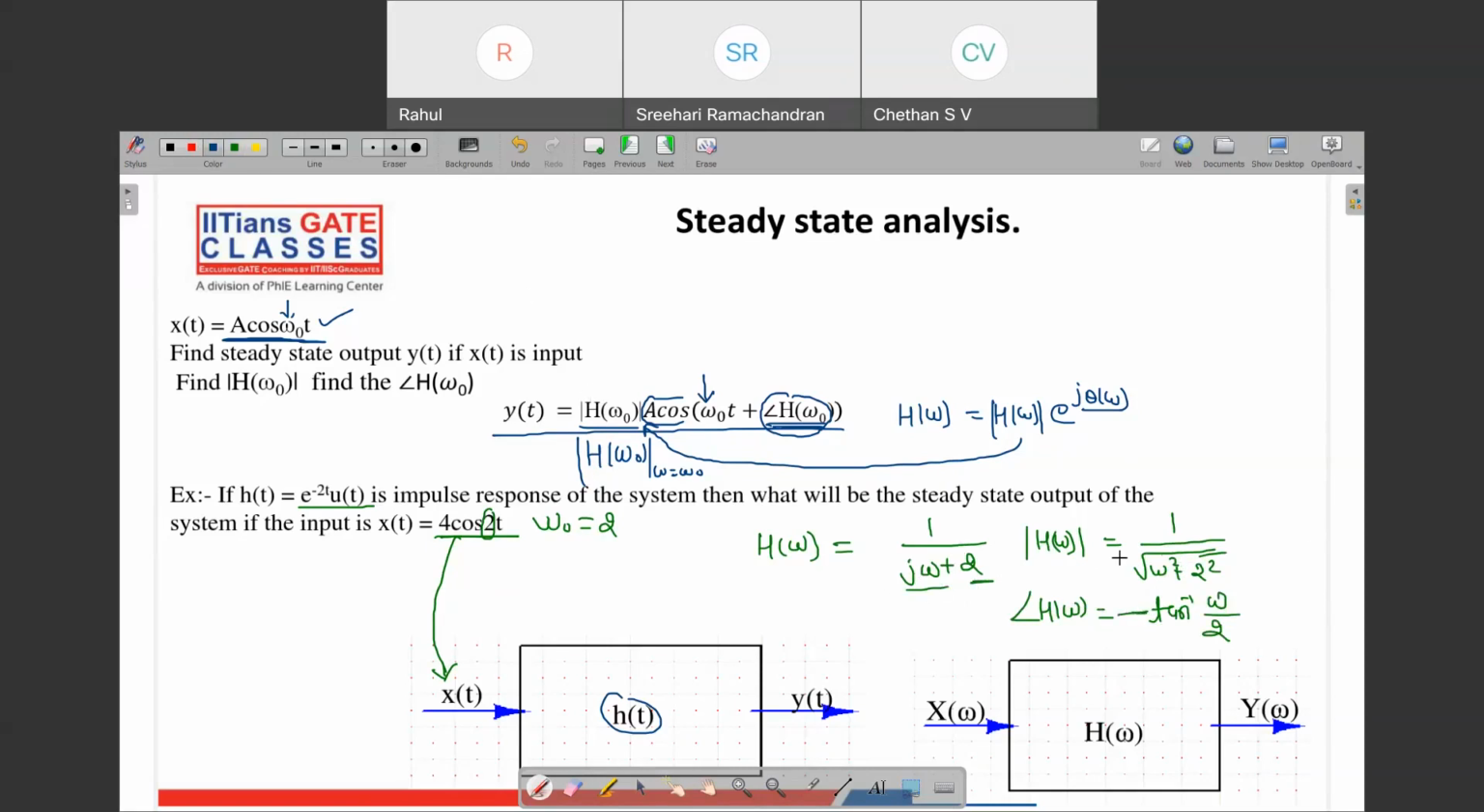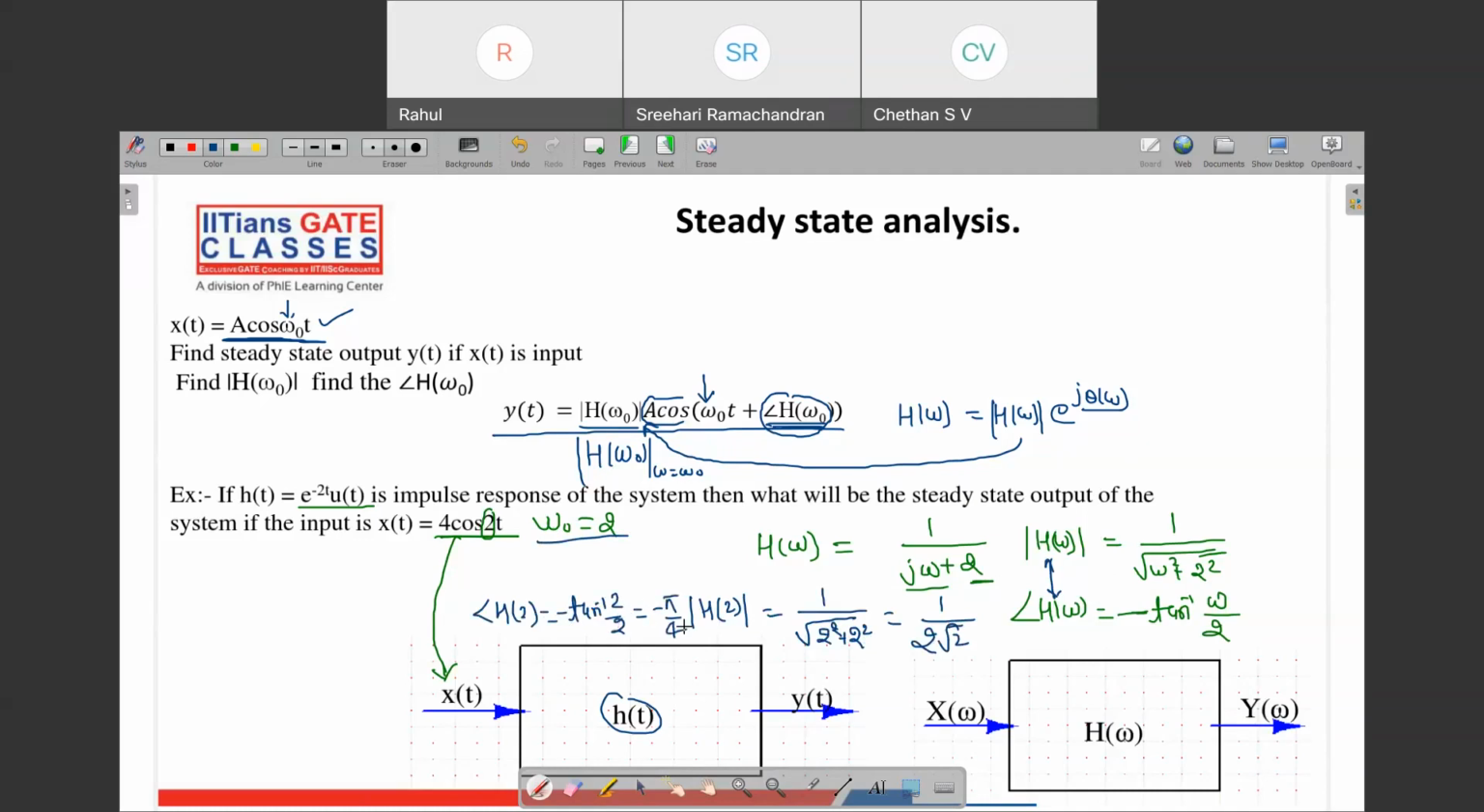Now here this is the general form, like mod h of omega and angle of h of omega. We need to find out this magnitude and angle term at omega equal to omega naught, which is 2 here. So mod of h of 2 will be equal to 1 by under root 2 square plus 2 square, which is equal to 1 by 2 root 2. And then we need to calculate the angle of h of 2, which will be equal to minus tan inverse 2 by 2, because omega is 2 here, which is equal to minus pi by 4.